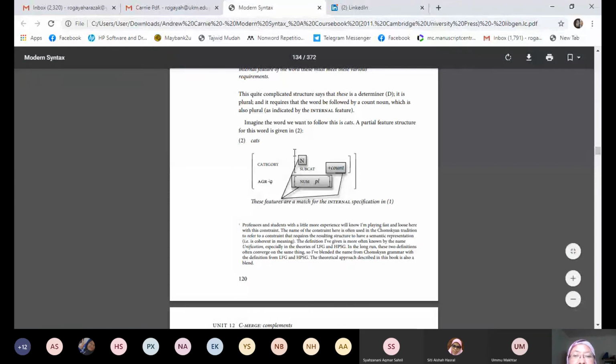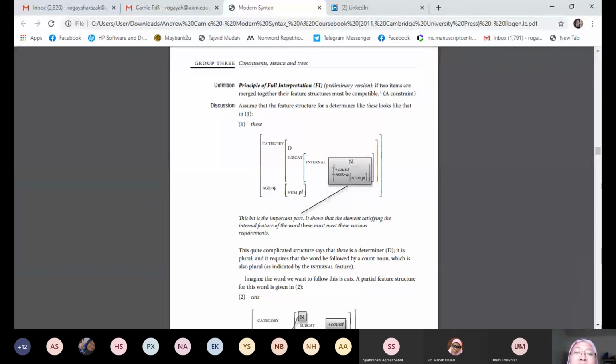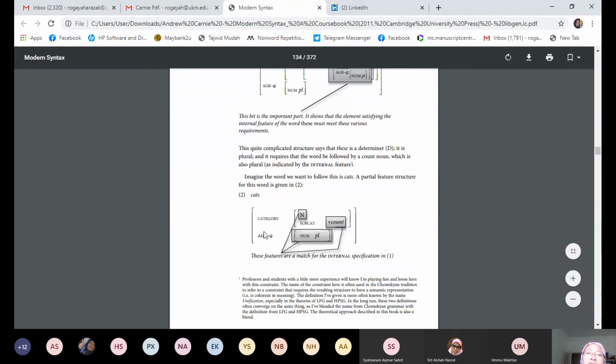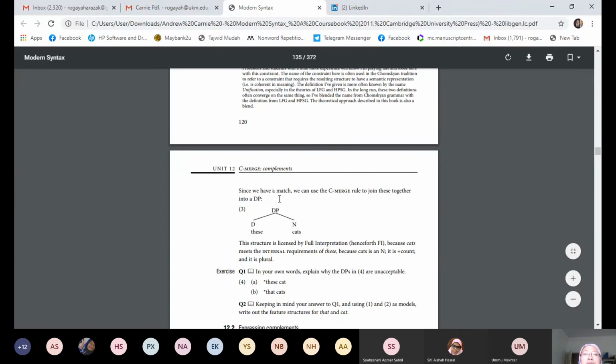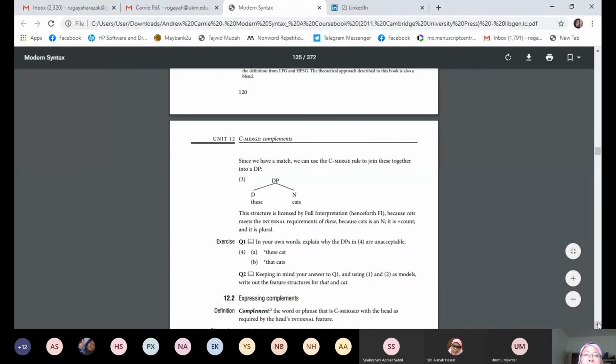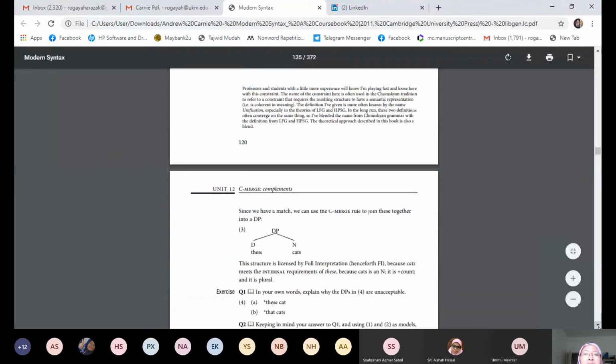So you notice that these features of cats, N, match with this count, number, plural. So the determiner's internal spec wants some lexical item which has this feature. And then cats do meet that requirement. That feature is there. Okay. Go to the next one. Since we have a match, because their features match. What is it that matches? Let's see, what is it that matches? I guess it matches.